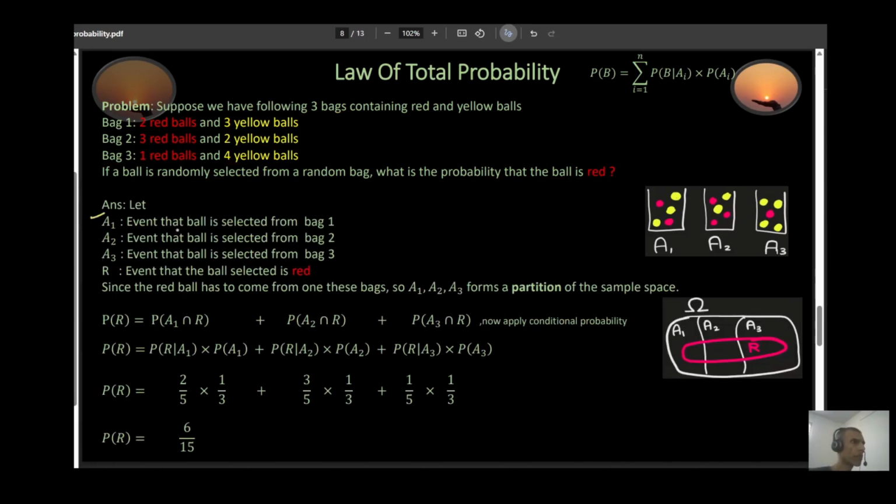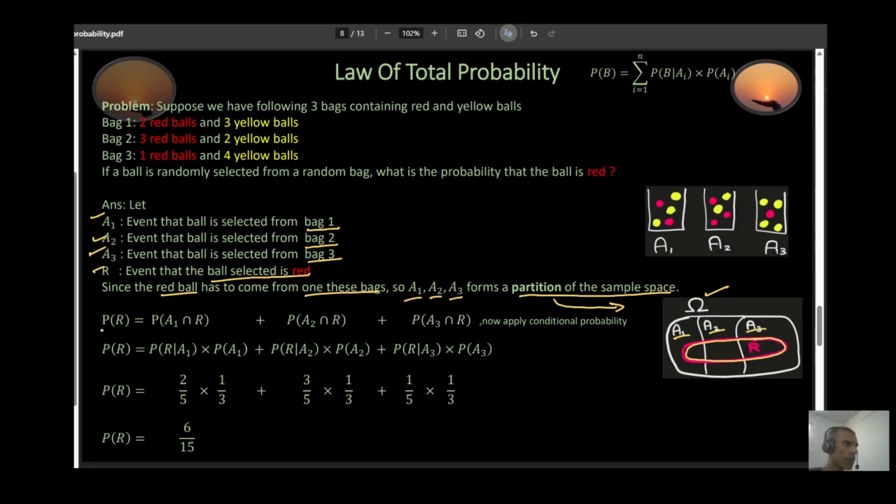Let A1 be the event that the ball is selected from bag 1. Let A2 be the event that the ball selected is from bag 2, and let A3 be the event that the ball selected is from bag 3. And also let R be the event that the ball selected is a red ball. Now, since we know the red ball has to come from one of these bags, A1, A2, A3 form a partition of your sample space. Let's represent this through a Venn diagram. If this is my sample space, my A1, A2, A3 partition it, and my R actually overlaps with my A1, A2, A3.